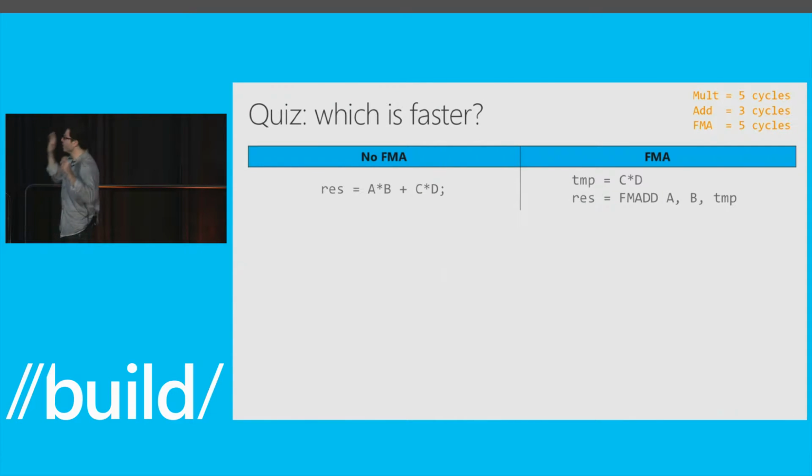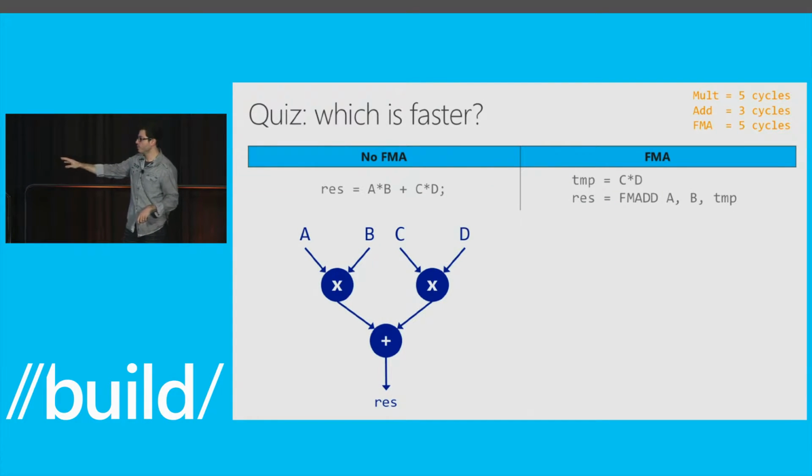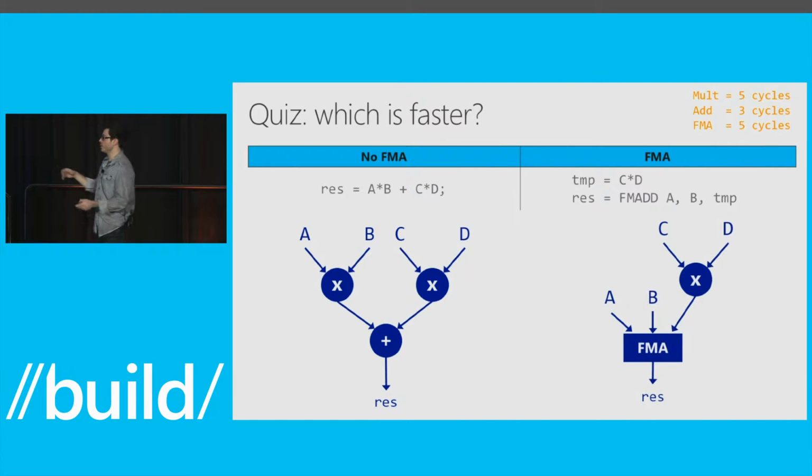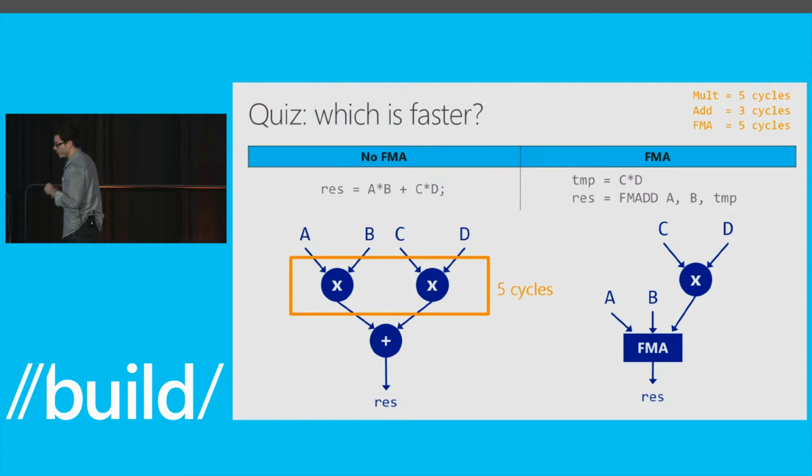Yes, okay, so let's do the same diagram as what we did before. On the left-hand side, we've got A times B, and we've got a C times D, and we're going to add the result together. On the right-hand side, we've got the C times D, and then the FMA, where the result of the C times D is going to be the addition to it. The point here is that those 2 multiplies are completely independent. And because there are many multiply units on all chips nowadays, those 2 multiplies are going to happen at exactly the same time. So those 2 multiplies are only going to take 5 cycles combined.